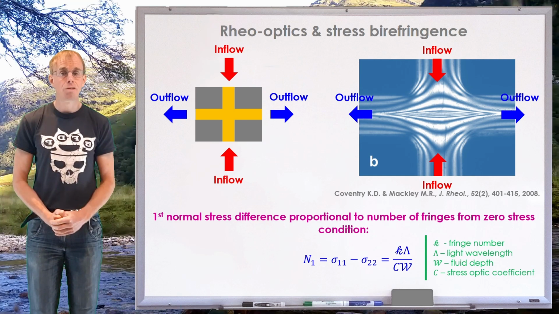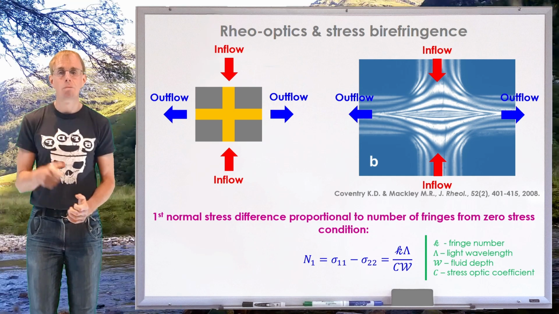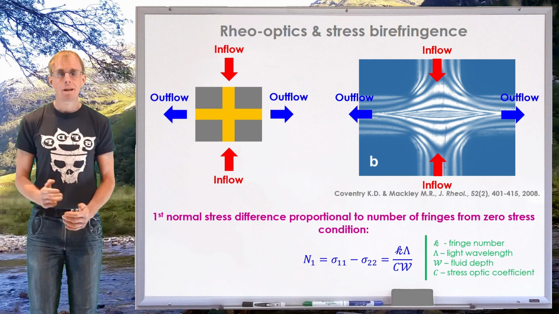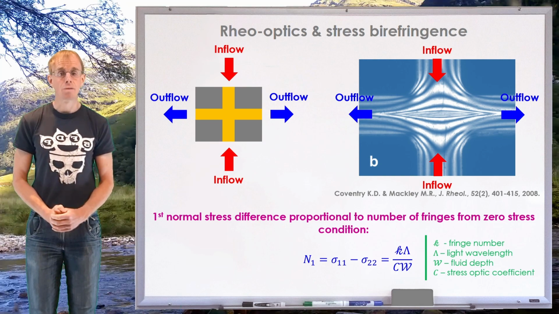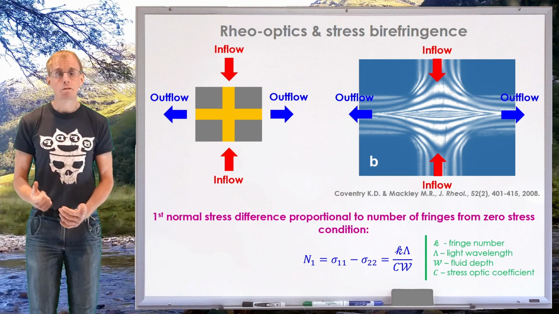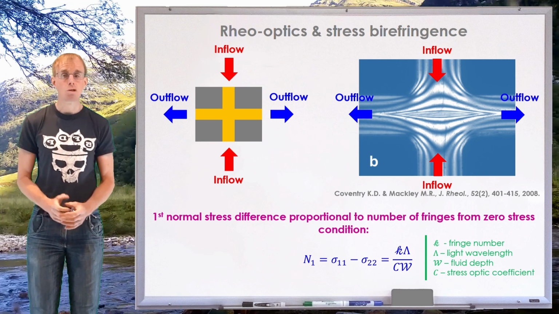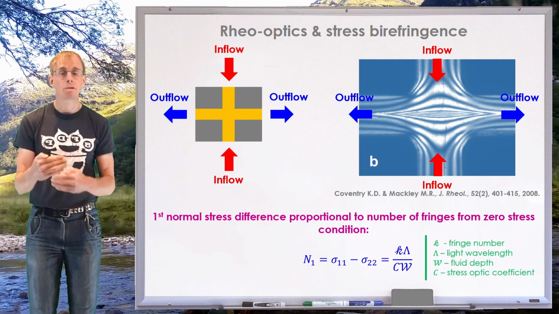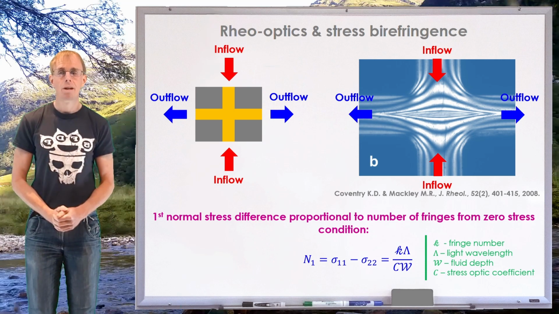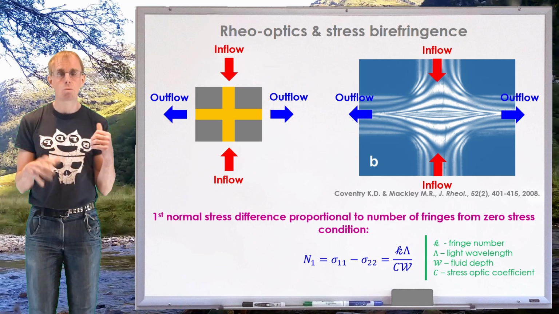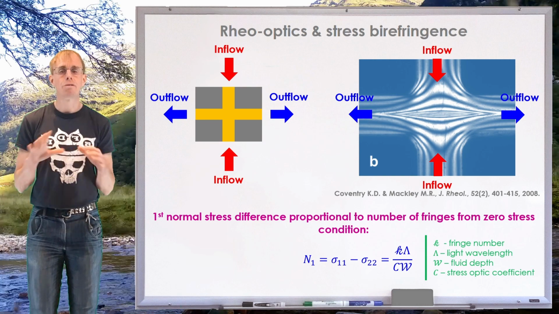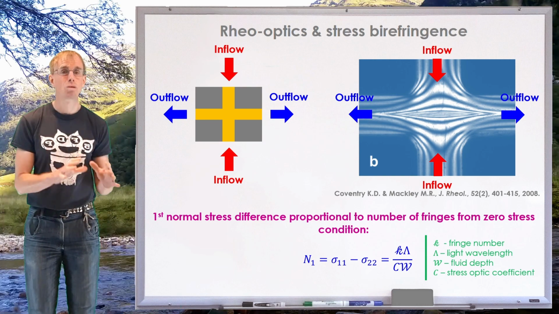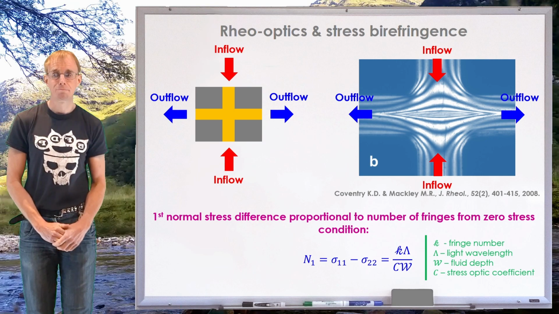Script K there is the fringe number you're looking at away from the zero stress condition. Capital lambda there is the wavelength of the light that we're using. Script C is the stress optic coefficient, which changes from polymer to polymer. And script W is the depth of fluid through which the light is travelling. And so if we get an image like so, we can convert the interference fringes effectively into contours of first normal stress difference.